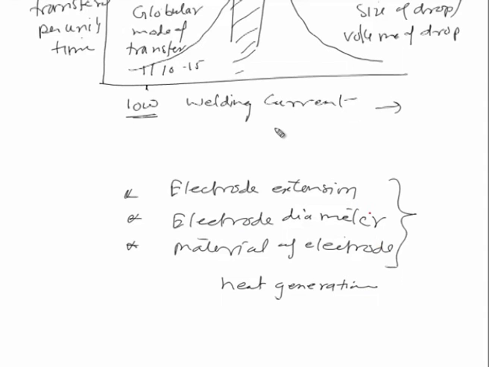All these decrease the current required for this transition to take place from the globular mode of the metal transfer to the spray mode. Now, we will see the melting rate related aspects in the consumable arc welding process.